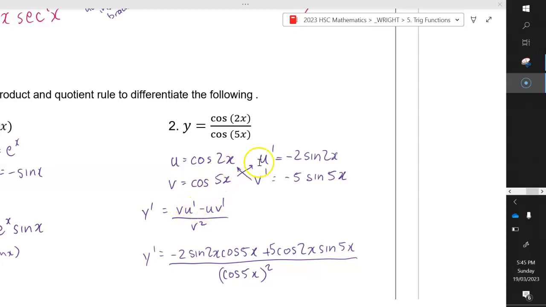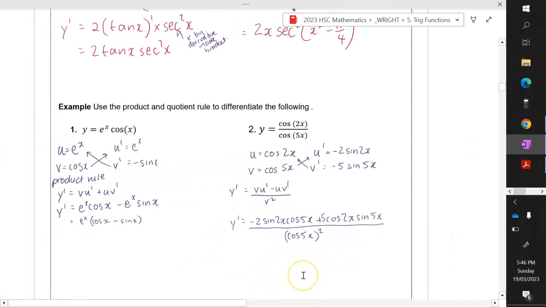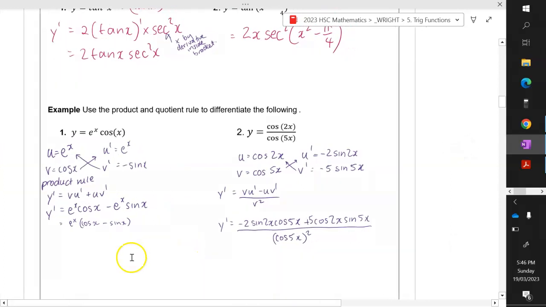So I've got v du dx, which gives me minus 2 sine 2x cos 5x, minus u dv dx, that minus and that minus gives me a plus. So I get 5 cos 2x sine 5x. These guys can be flipped the other way, so it could be 5 sine 5x cos 2x. That's okay. And the bottom is v squared, so it's cos 5x all squared. You could put the little squared with the cos as well. At this point, I can't factorise that any further, so that is our answer.